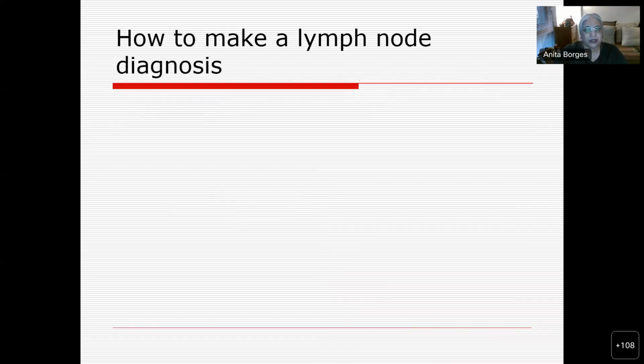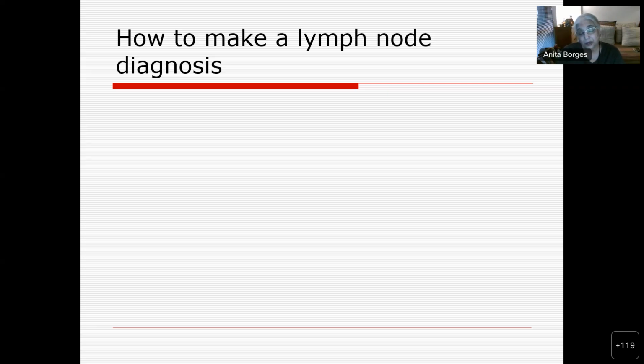Now we have to start with how do you make a lymph node diagnosis, because knowing normality is very much part of how you start making a lymph node diagnosis. When you get a lymph node, you don't know what it is going to be. It's one of those few tissues where just by looking at it, I don't think you can know what is in it. Many of these lymph nodes just look swollen, but you really don't know what's inside them.